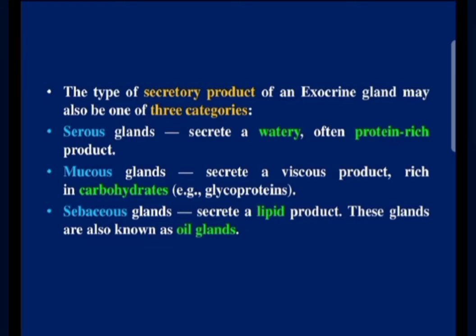The secretory product of an exocrine gland may also be one of three categories. There are serous, mucus, and mixed. Serous secretion is watery, often protein rich. It is enzymatic, while the mucus glands secrete a viscous product which is rich in carbohydrates, that is the glycoproteins.